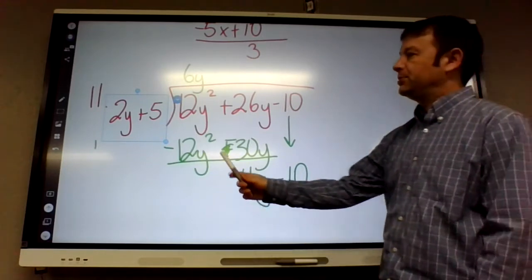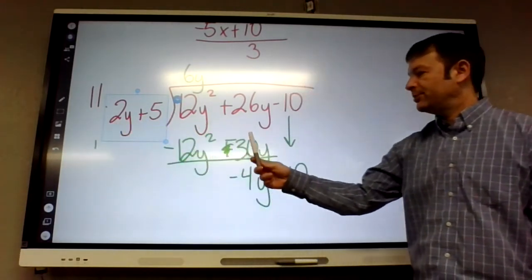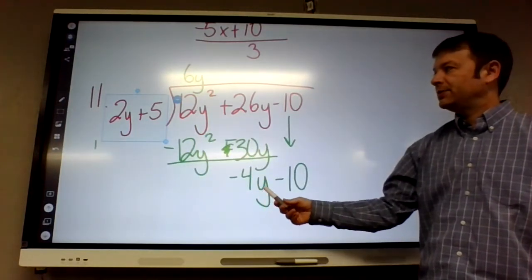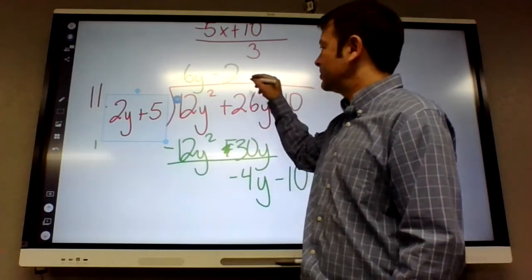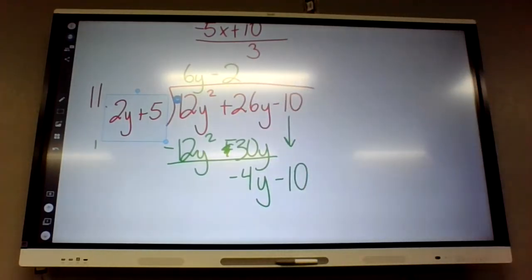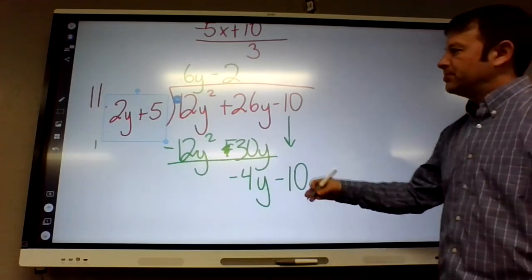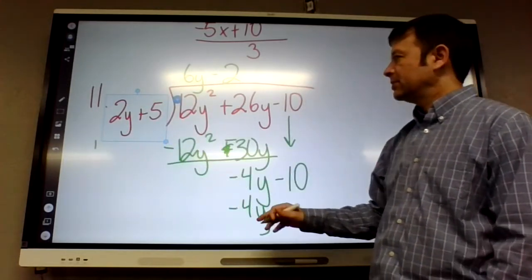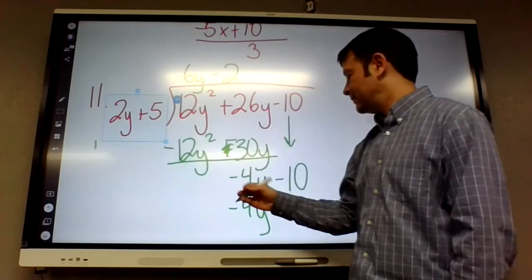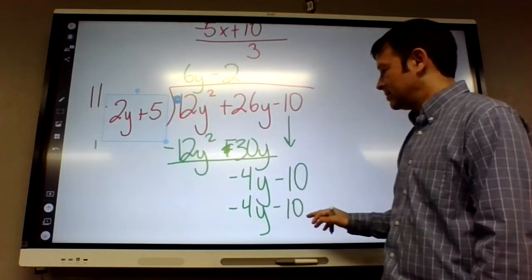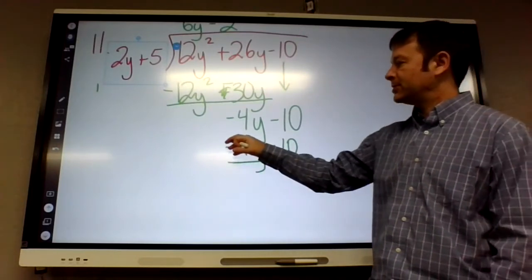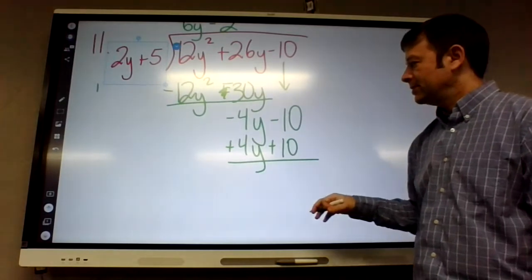Start over. 2y times what equals negative 4y? Negative 2. So I'm going to put a minus 2 right there. Minus 2 times 2y is minus 4y. Minus 2 times 5 is minus 10. But I'm going to subtract the bottom line, which is going to turn those into pluses. And what's the remainder?